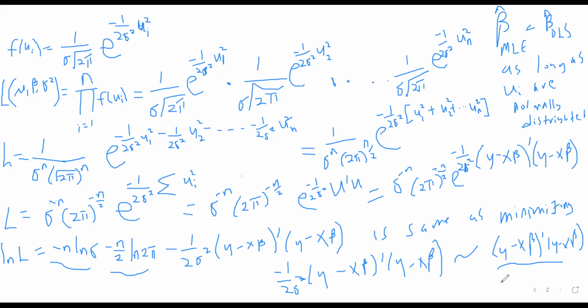We don't need to continue further because we've already done it. Otherwise, I can copy the derivation and paste it here, because we just have to minimize this as we've done before. Takeaway point: beta hat MLE is the same as beta hat OLS only if we assume the errors are normally distributed. Okay, excellent.